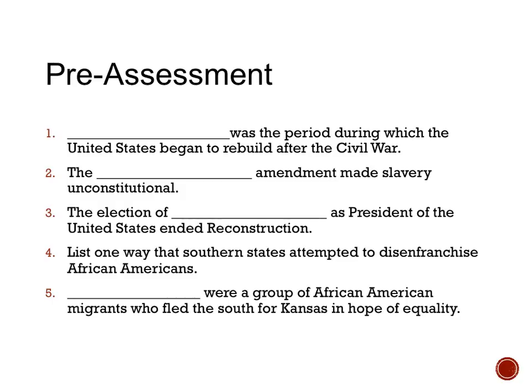Number 1, blank was the period during which the United States began to rebuild after the Civil War. 2, the blank amendment made slavery unconstitutional. The election of blank as President of the United States ended Reconstruction. Number 4, list one way that Southern states attempted to disenfranchise African Americans. Number 5, blank were a group of African American migrants who fled the South for Kansas in hope of equality.